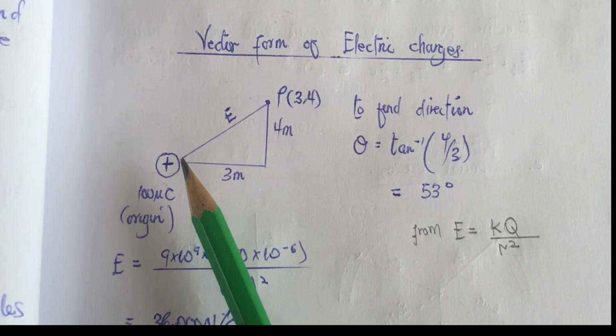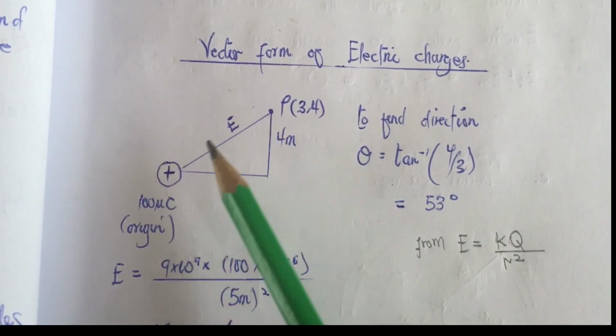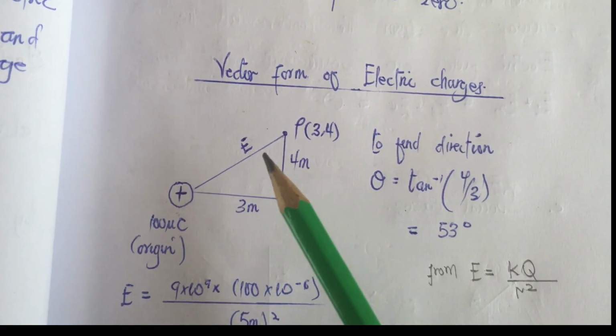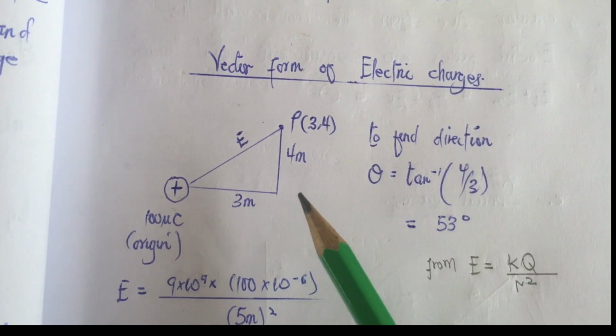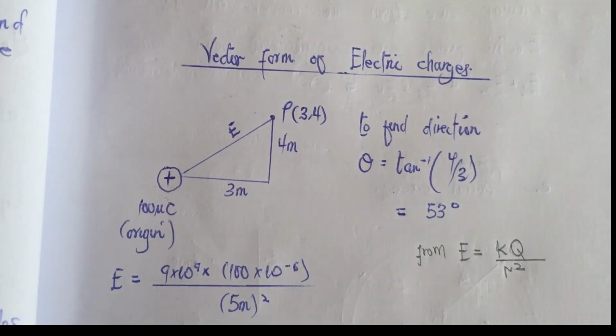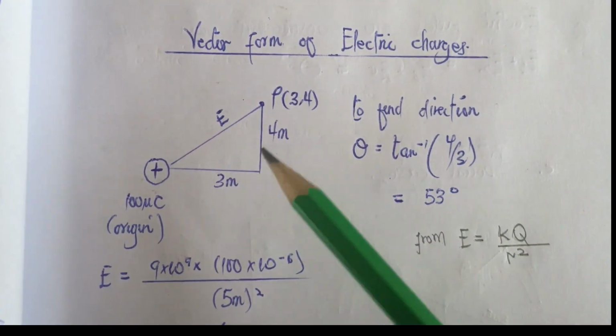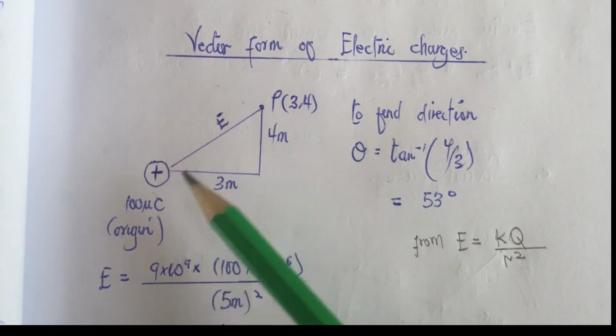If you are asked to find the electric field between this point and the charge, then we can find the distance between them using Pythagoras theorem, because here we have been given the points in Cartesian form, which is the 3 and 4 coordinates. Using Pythagoras theorem, this distance will give you 5 meters.